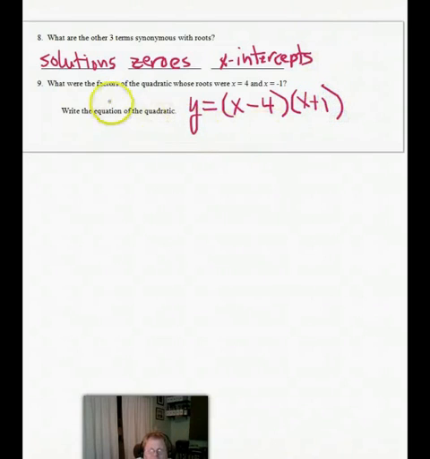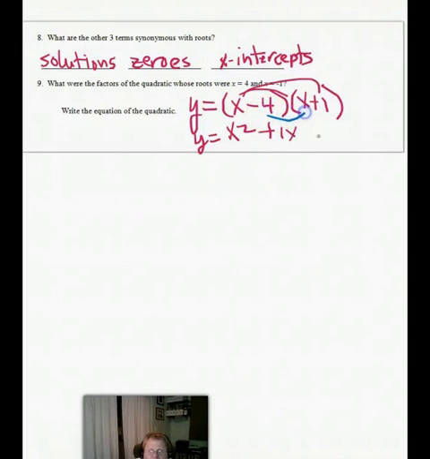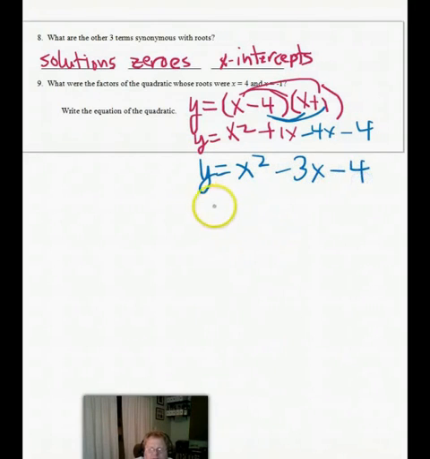Okay. Now it says I'm supposed to write the equation of the quadratic. Then what I would do now is I would just FOIL this. So if I FOILed it, I do this, then that, and then let me show you a different color. That one, and that one, and then when I combine like terms, I'm going to get this, and be done. That's the answer to the problem.